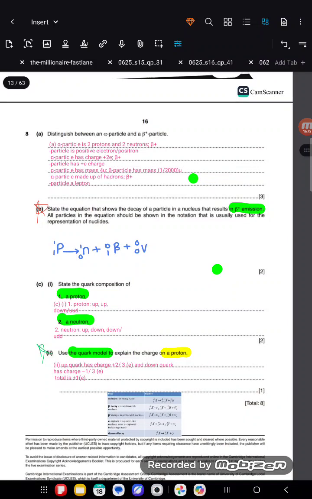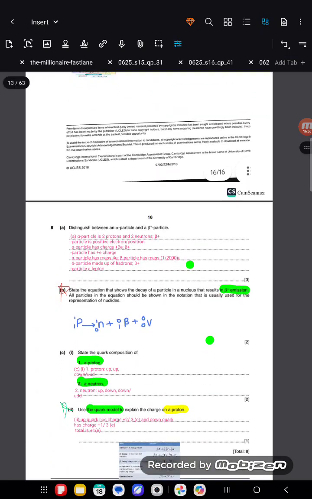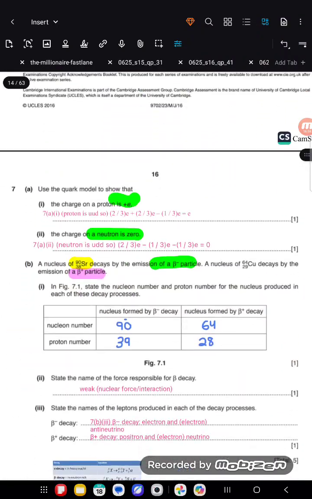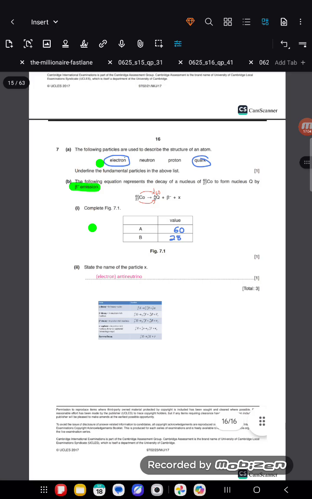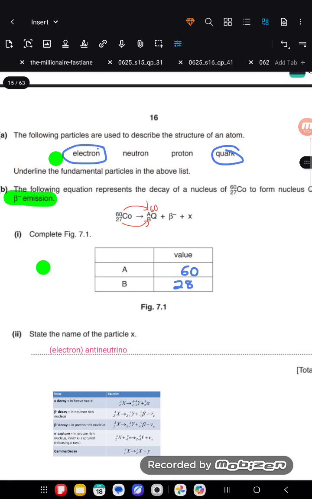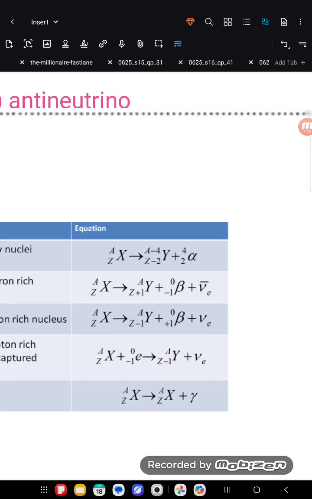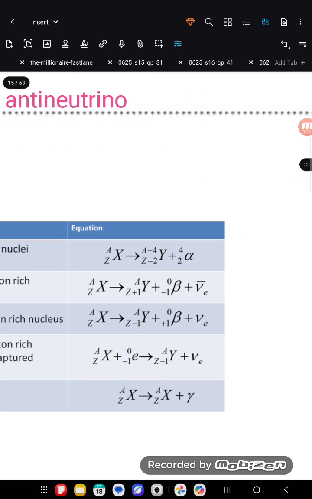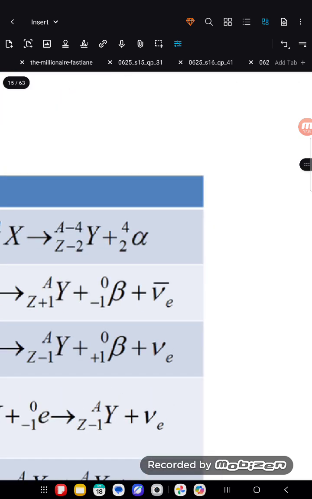So here also they ask, write this one, write in the same way. So here also I don't want to say anything. This is beta minus decay. So beta minus decay is this one. In beta minus decay, whatever the number, it will increase by 1. Okay, and this one, 0 and minus 1 you will write, and this V will be 0 0.